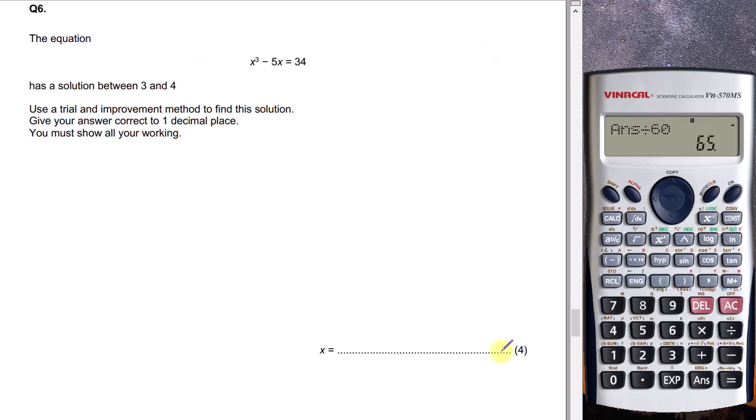Question 6, trial and improvement. Now I'll show you my trick on doing the calculation as well on the way. We know the solution lies between 3 and 4. And because this has got a positive high term, I did tell you the little trick that 3 and 4, we need the calculation x cubed minus 5x, and we need the statement it leads to. It says give the answer to 1 decimal place.